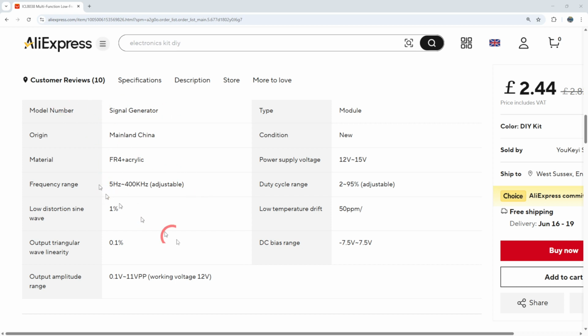If we scroll down to the specifications here, there's some comments, specifications here, or some of them. So yeah, it's a signal generator. Frequency range support is 5 Hz up to 400 kilohertz. Obviously that's adjustable. The power supply supported is 12 to 15 volts input supply. And there you go, look, duty cycle, approximately 2 to 95%. So we'll test that out.